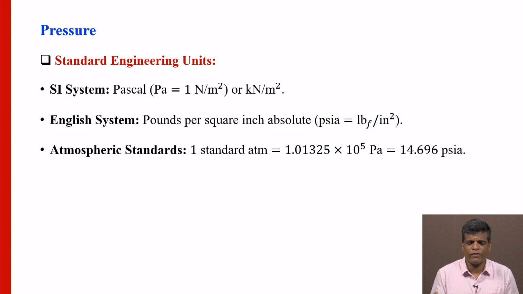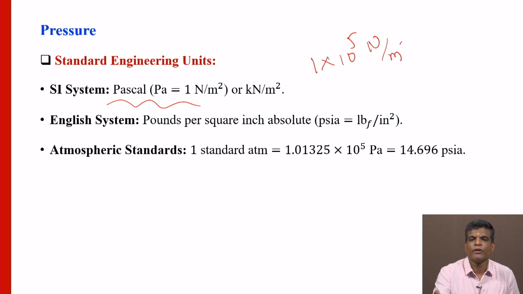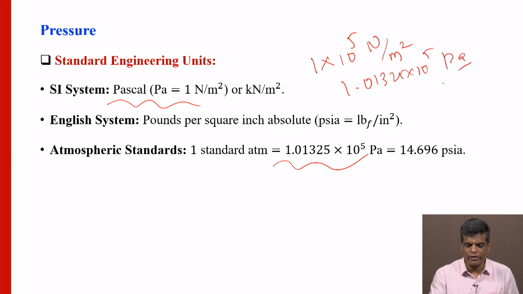So, what are the different units of pressure we are using here? Normally the SI unit is 1 Newton per meter square. Atmospheric pressure is about 1 into 10 power 5 Newton per meter square. Sometimes we write the standard pressure as 1.01325 into 10 power 5 Pascal. But in SI units we always use Newton per meter square.